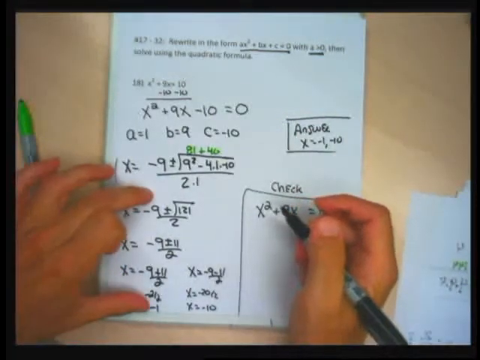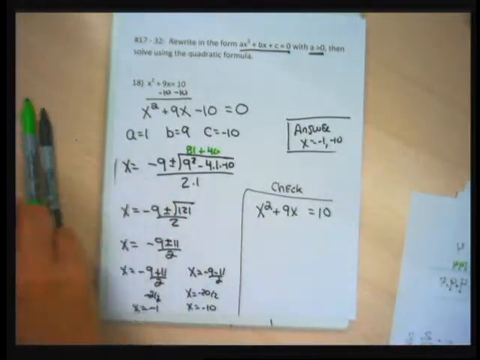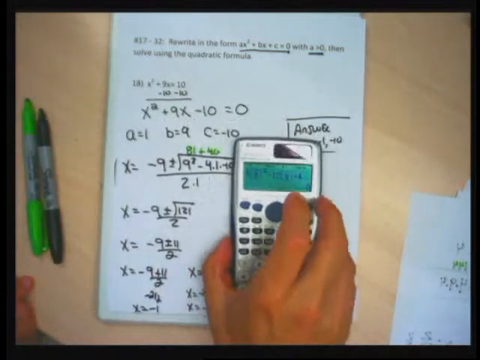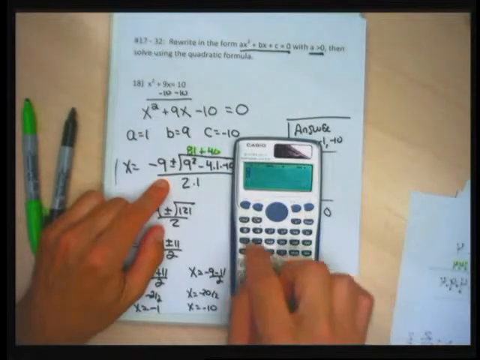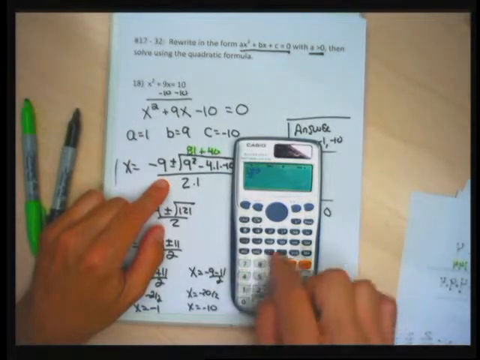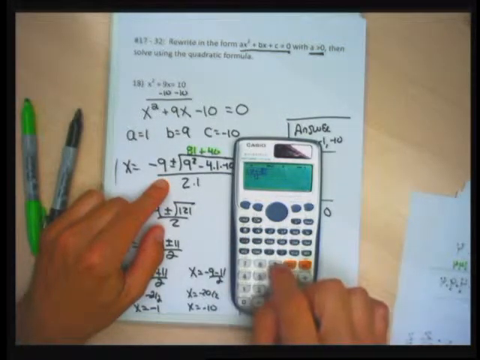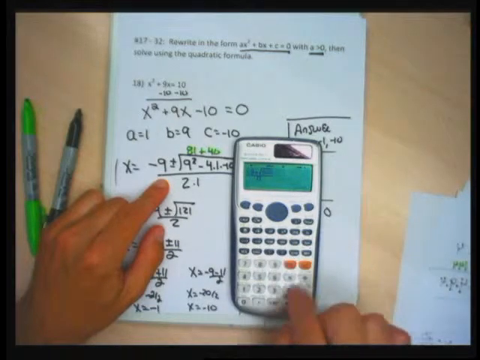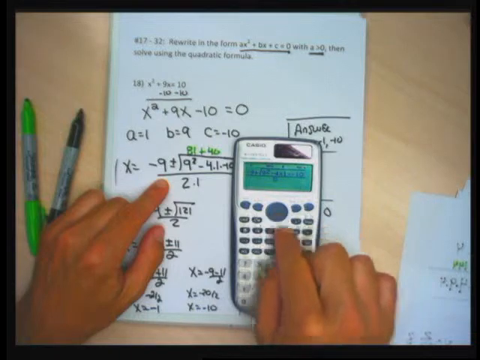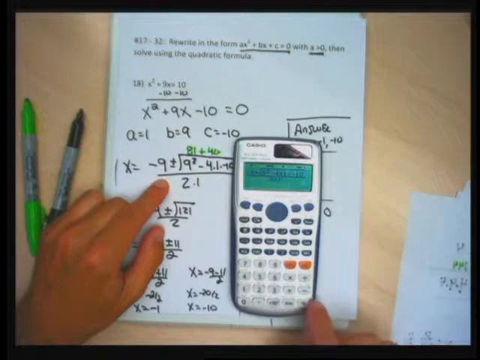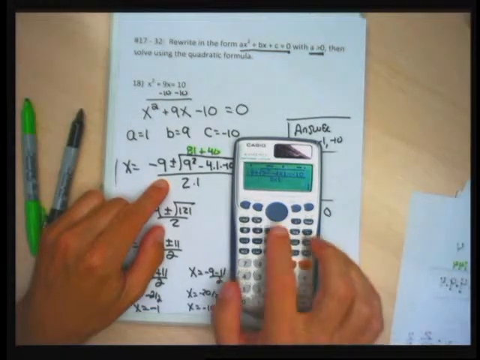Most students won't ever want to do this. I don't care if you press some buttons. I'll show you on my calculator how to do it. So I'm going to go fraction negative 9 plus fraction square root 9 squared minus 4 times 1 times minus 10 over 2 times 1. Get the first solution of 1.